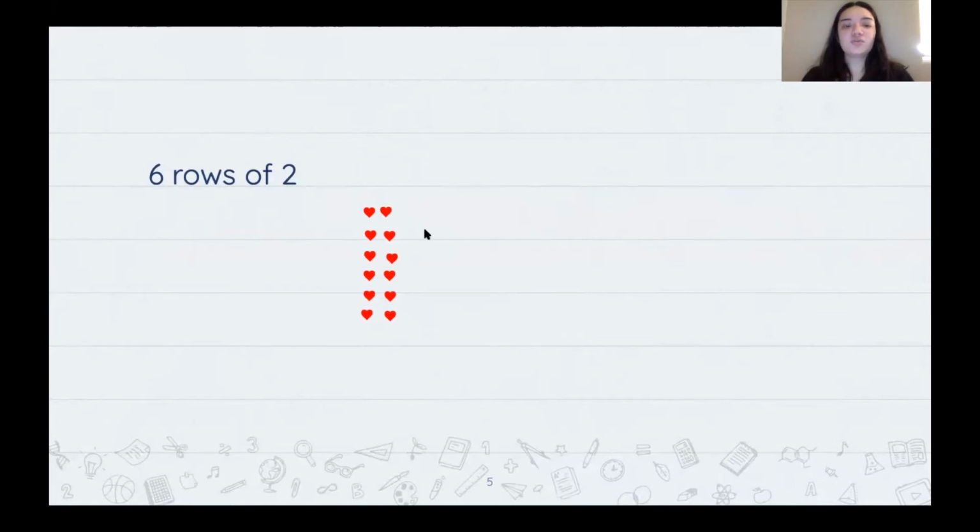So I have 6 rows with 2 in each. So I'm going to write a multiplication sentence for that. So I have 6 rows. And there are 2 hearts in each, because that's what we see in our array. So how many hearts do I have in total? Well, you can skip count to find the answer here, or you can just count. I'm going to skip count because I think it's a little bit quicker. 2, 4, 6, 8, 10, and 12. 6 times 2 equals 12.